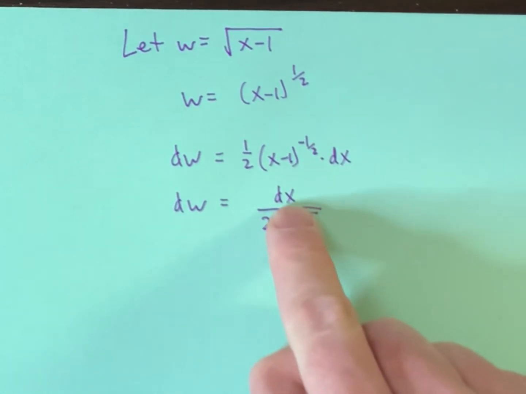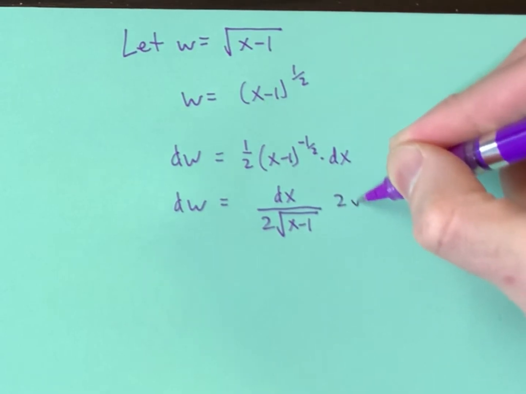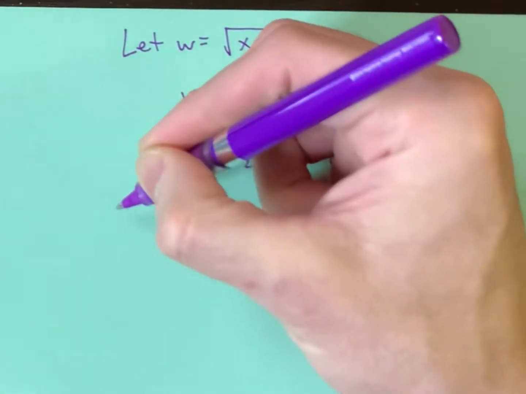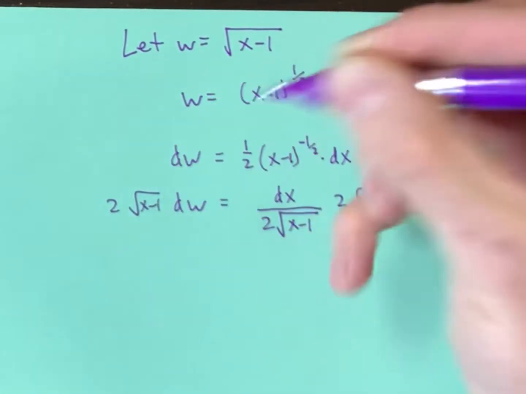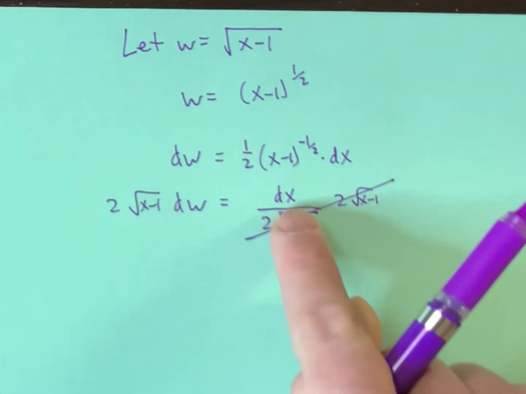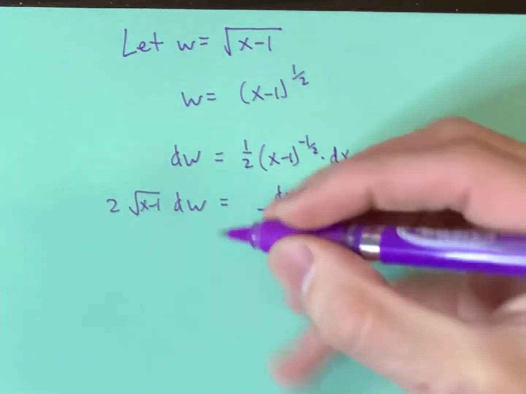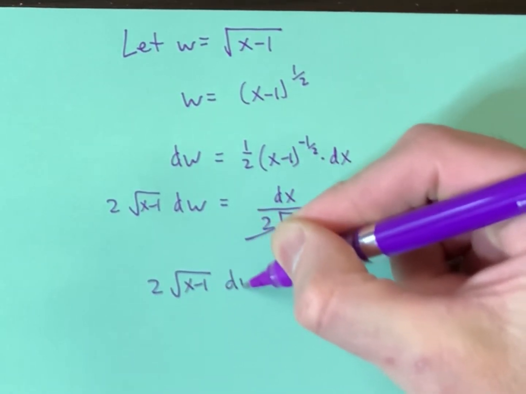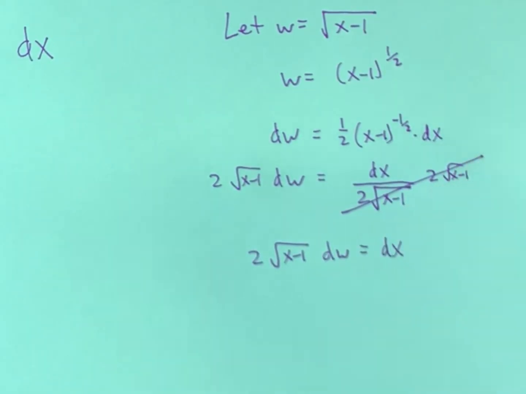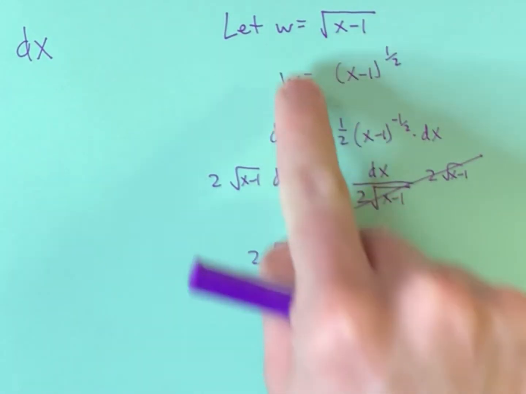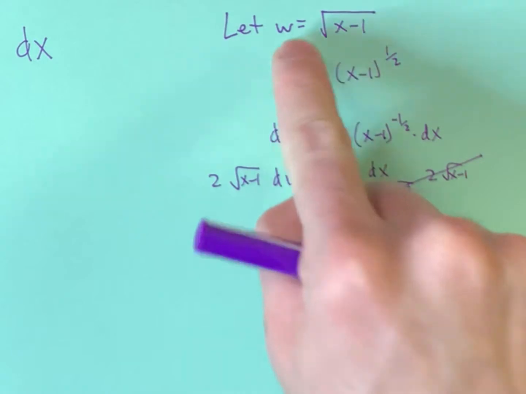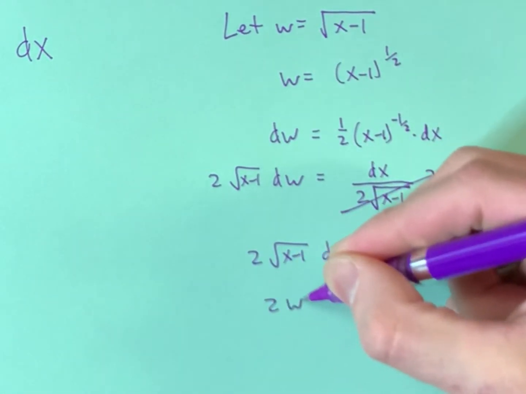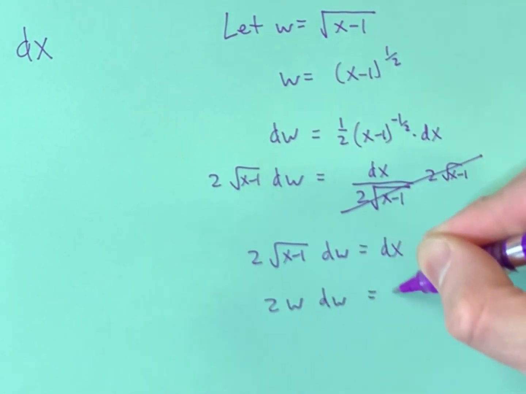Now I want dx alone, so I'm going to multiply both sides by 2 square root x minus 1. That knocks this out. I want dx alone. So now here I have 2 square root x minus 1 dw equals dx. But that can be replaced by w, right? Square root x minus 1 is w. So this is 2w dw equals dx.